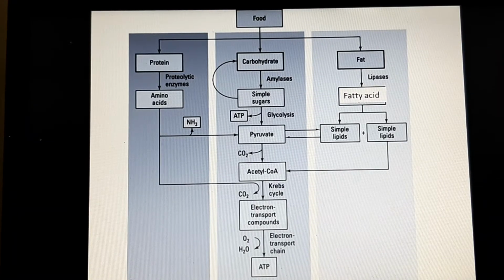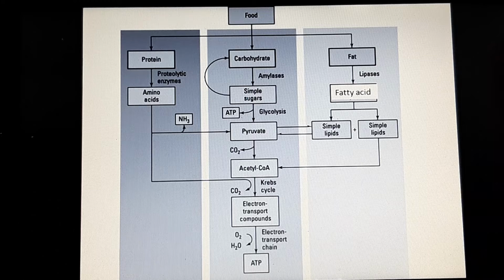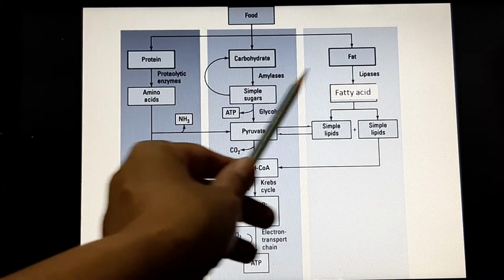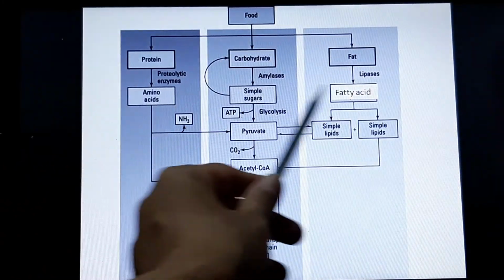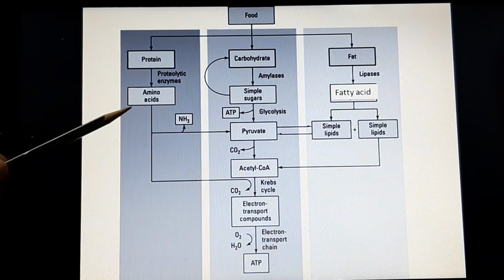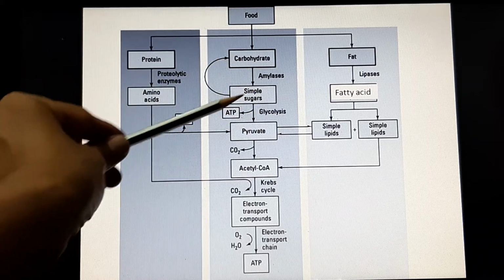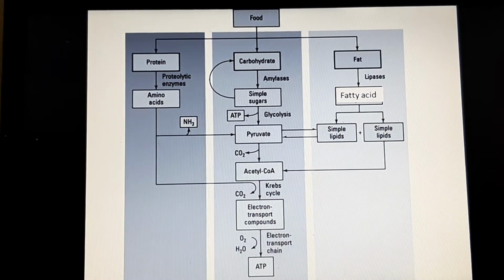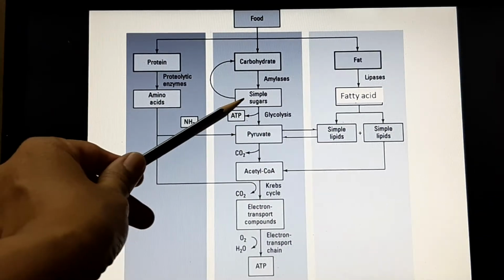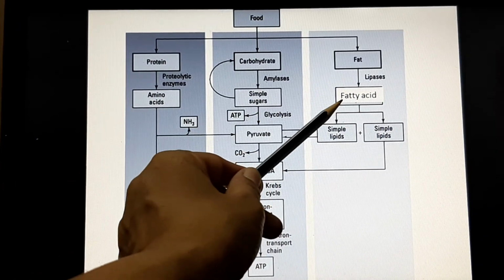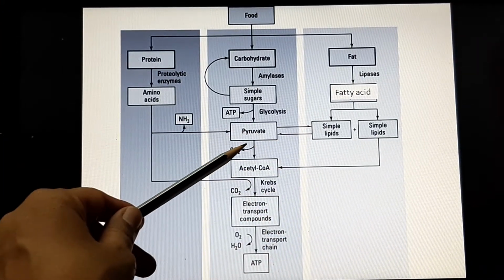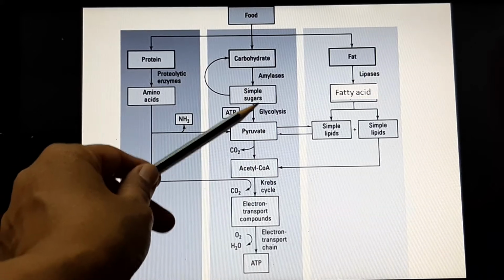Now this next slide is just a flow chart to help you understand the same thing that we have just done before. Okay, food that we consume may be of proteins, carbohydrates or fats. In digestion, the proteins are converted to amino acids, carbohydrates into simple sugars like glucose, and fats into fatty acids. Now we'll notice that whether it is amino acids or glucose, simple sugars or fatty acids, they all get finally converted into pyruvate.